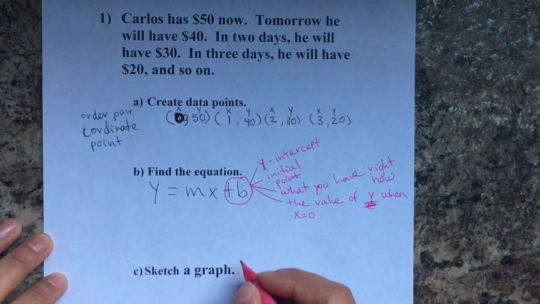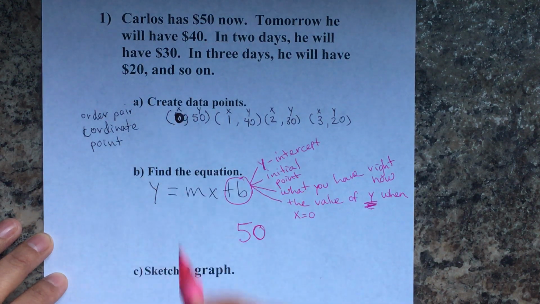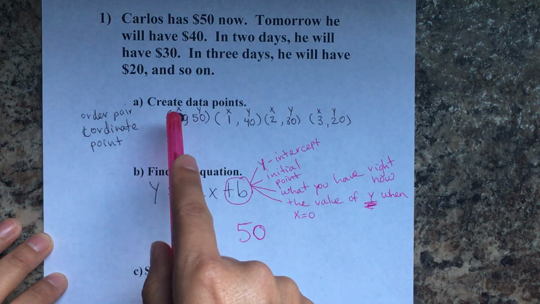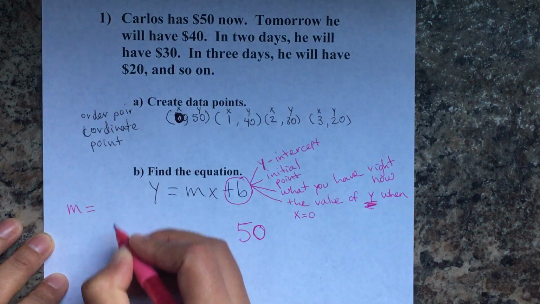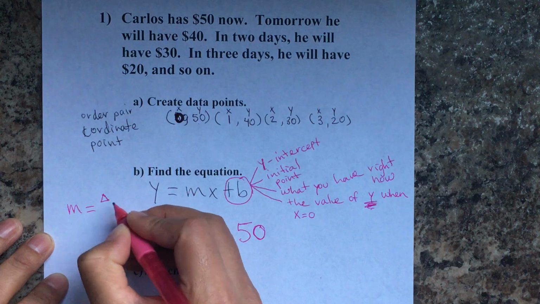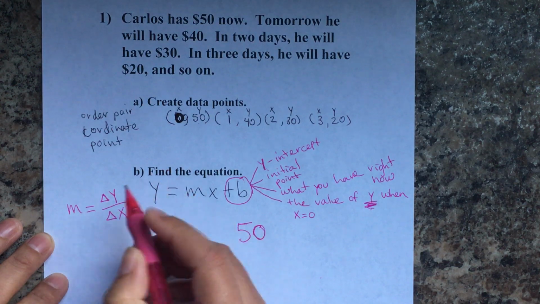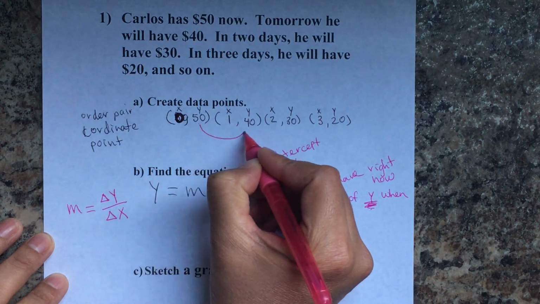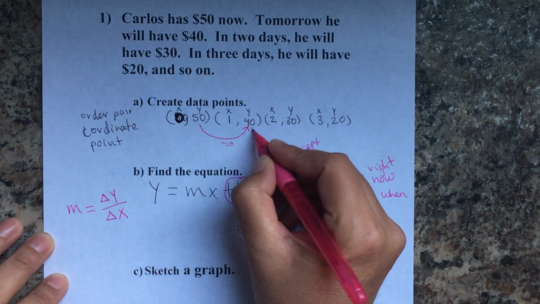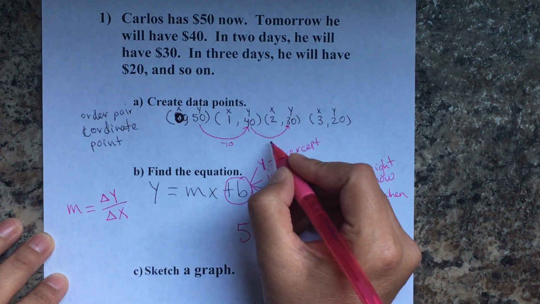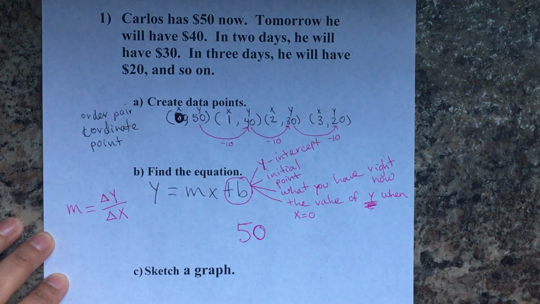So in here we can see that it's going to be 50, because 50 is right next to 0. Well, $50 is what Carlos has right now. Okay, the m is always the change. This little triangle means change. So change in y over the change in x. So what is happening on y? Oh, 50, 40, that means that I subtracted 10 from here to here. 40 to 30, oh, I subtracted 10. Okay, 30 minus 10 equals 20.